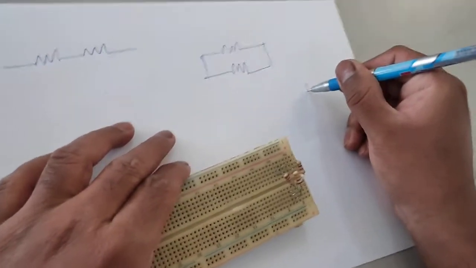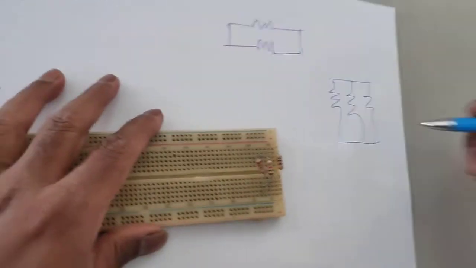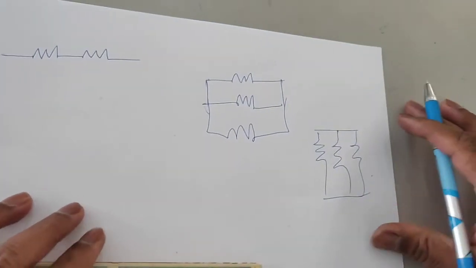If you treat it like this, this is also a parallel connection. This is also a parallel connection. This is a series connection.